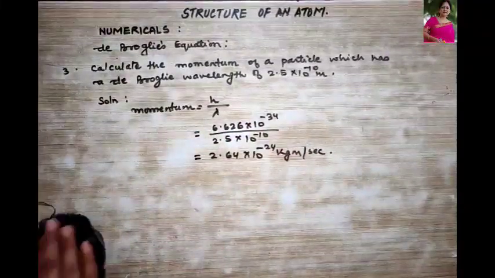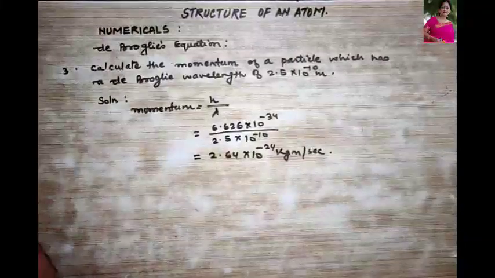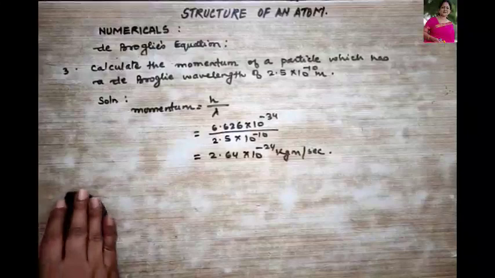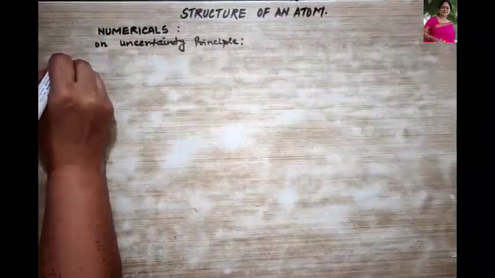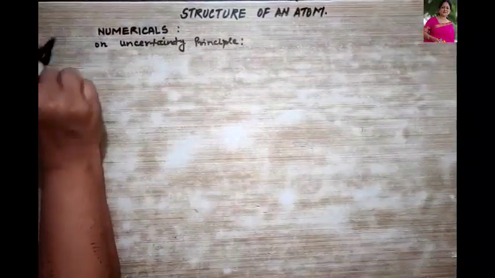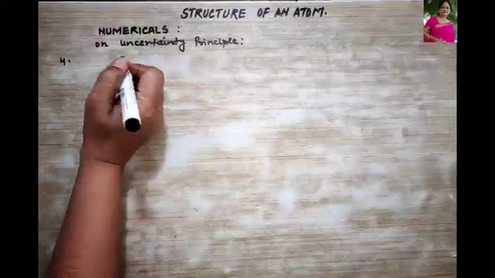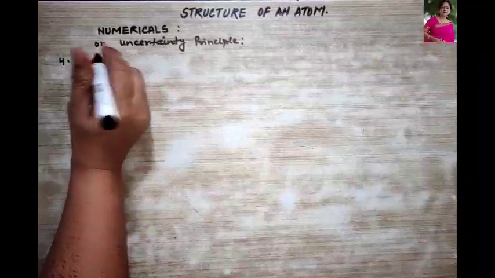Now we are going to move and do some numericals based on Heisenberg's uncertainty principle. So let us do the fourth numerical. This will be based on Heisenberg's uncertainty principle.